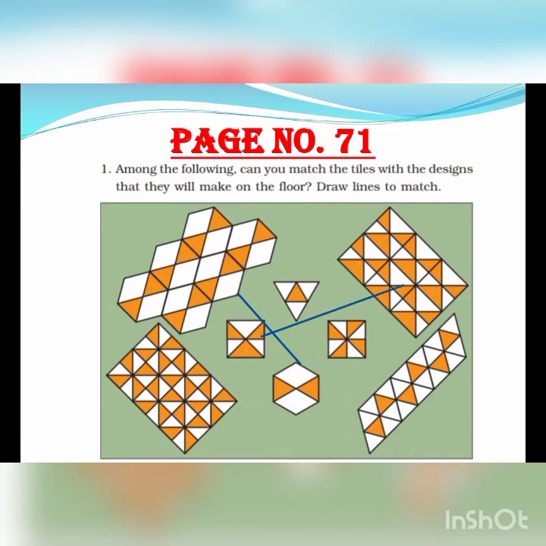Now the third one. Third one is very easy. It is clear that triangle shaped tile is used. So we will match like this. And the last one, we will match the square shaped tile which has 8 triangles and 4 out of them are colored with orange. Like this.